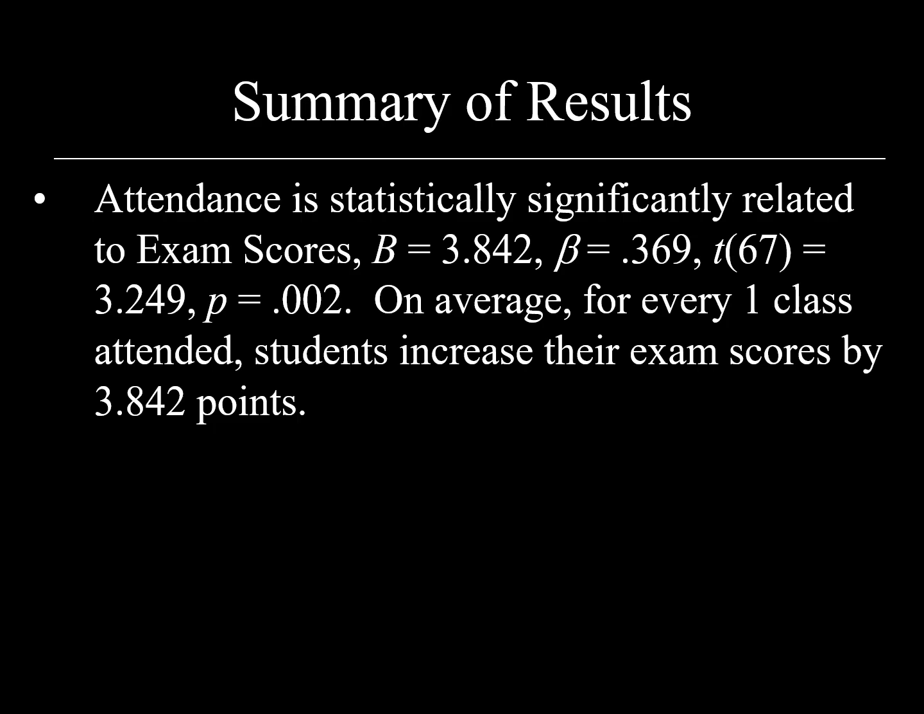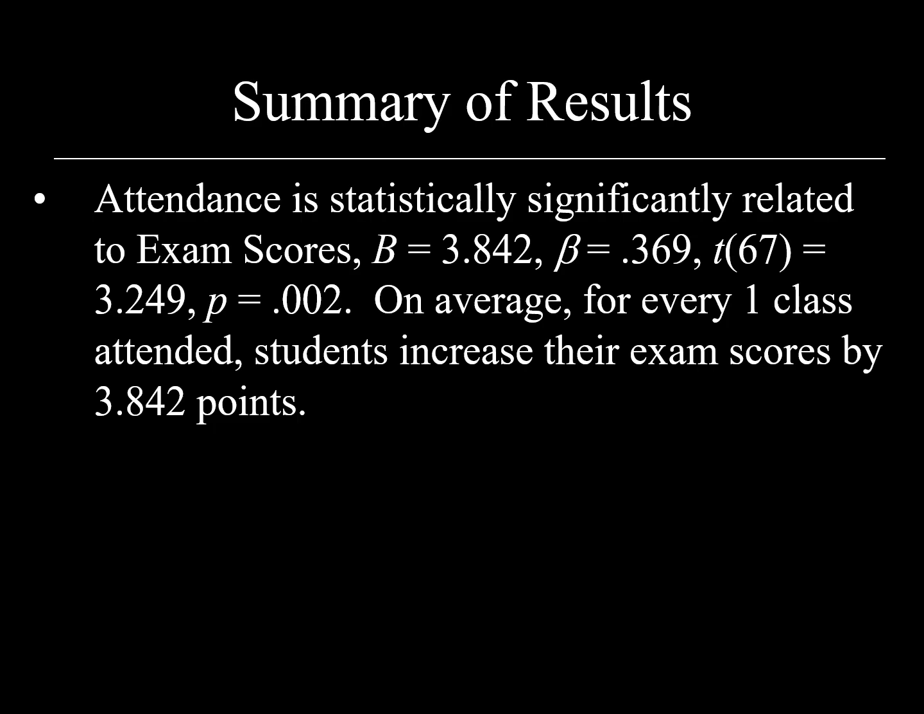We then report it. We first report the B weight, so how much does it increase? In other words, for each unit increase in our predictor, how much do we expect to see an increase in our outcome, exam score? Its B is 0.3842. Our beta, the standardized test statistic, is 0.369.